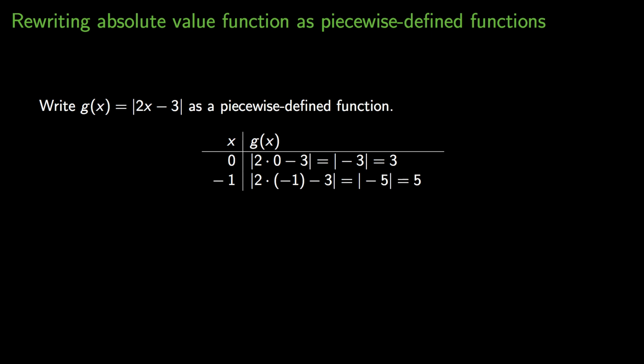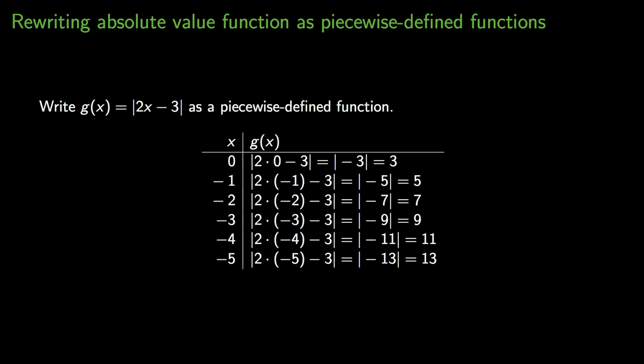If I were to plug in negative 1, I get the absolute value of minus 5, which is 5. And the more negative x gets, I get the absolute value of more and more negative numbers. And the rule stays the same. You take that minus sign away, you write the positive version of the number.